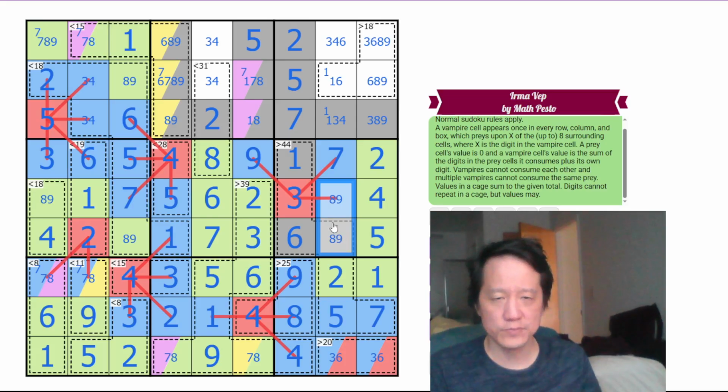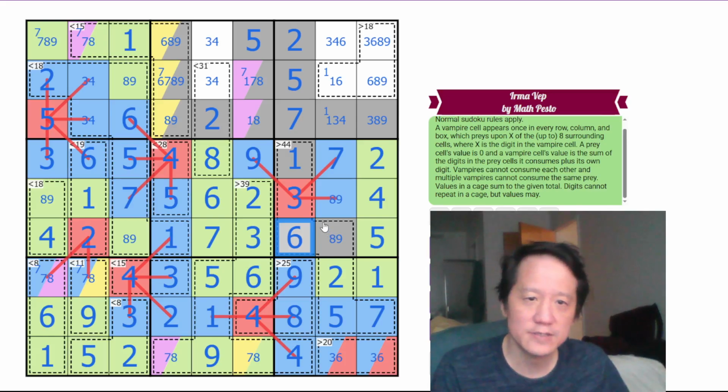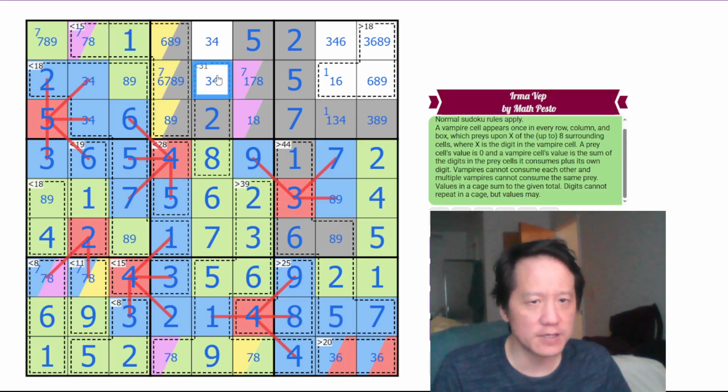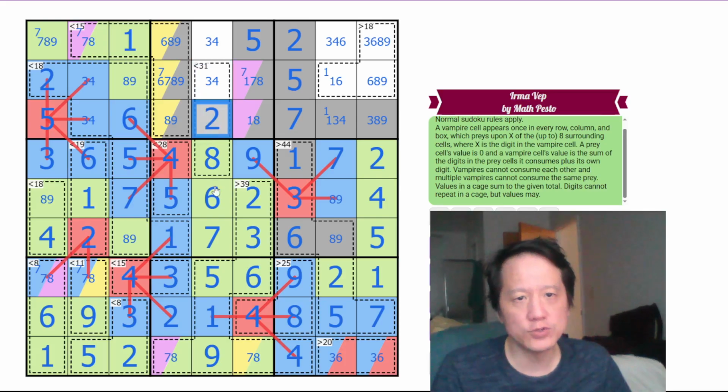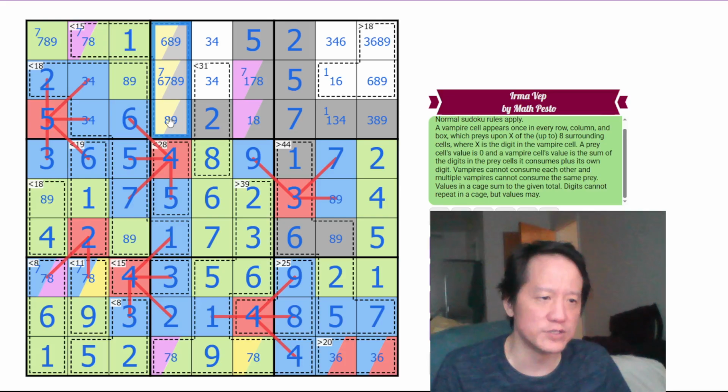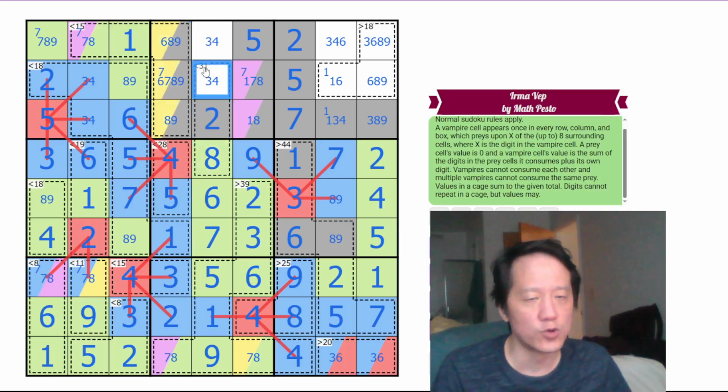Okay. What does that tell us? I'm not really sure. We just know if this is a vampire, it cannot be 4, because 4, 2, and 8, it has to prey on at least 2 of these digits, which must add up to 17. So 17 plus 2 and 8 is 27, plus 4 is 31. So that would not work there.